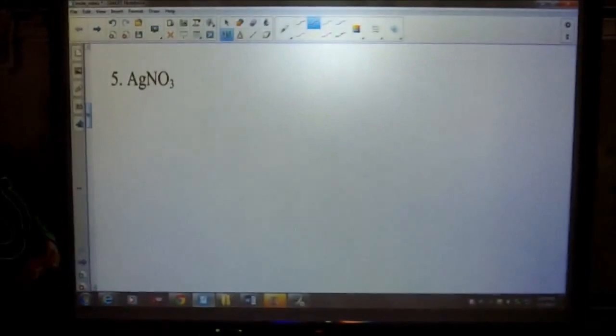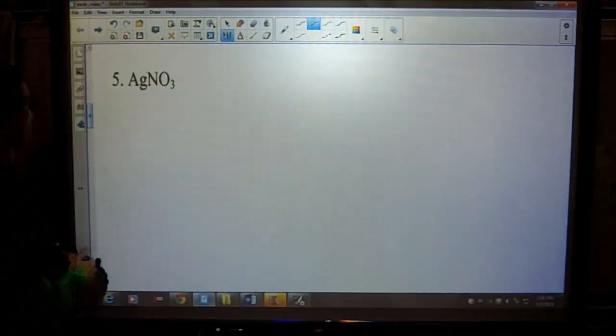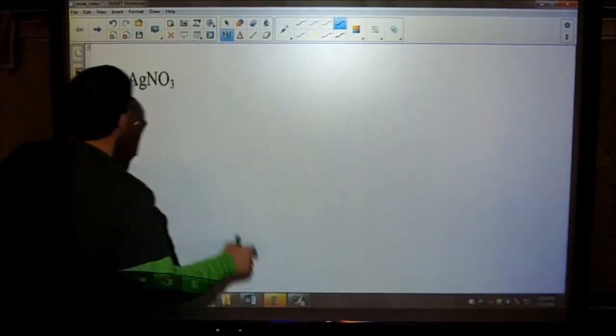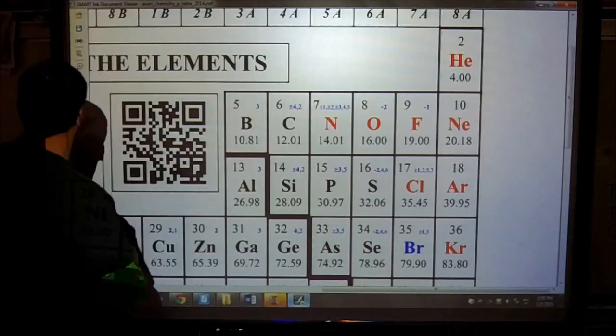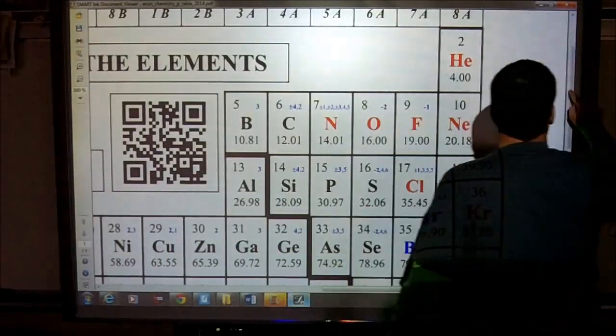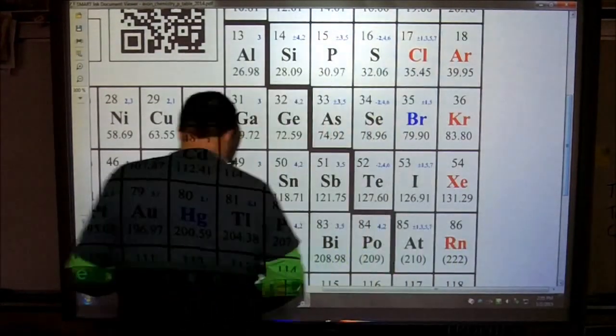Let's take a look at number 5. And here we do have silver, but we only have 1 silver. Silver's actually a little bit lower down, so let's scoot that over. It's in the D block here. Silver's right here, 107.87.